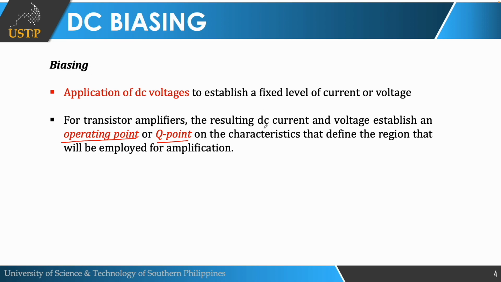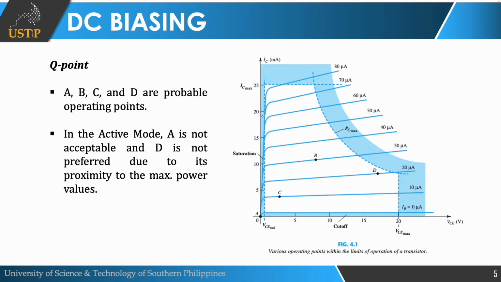Meaning the input currents and the output voltages, or the output currents, that we have solved for will be used to graph our Q point and find the load line in our graph. Okay, so example of a Q point.